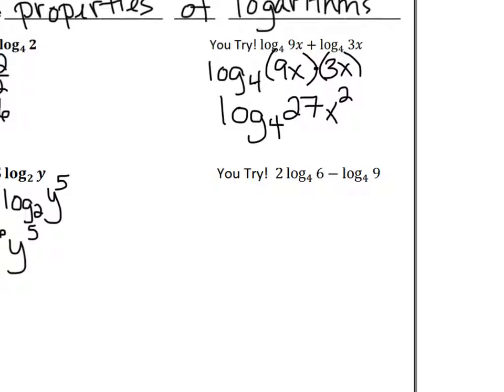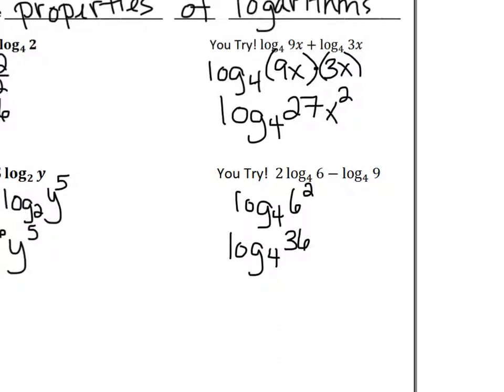So I'm going to do this one in 2 steps again, since we've got a number on the outside here. So this number on the outside being multiplied, it's going to go and become the exponent. So this becomes log base 4 of 6 squared. Well, I know what 6 squared is. That's 36. So this is actually log base 4 of 36.